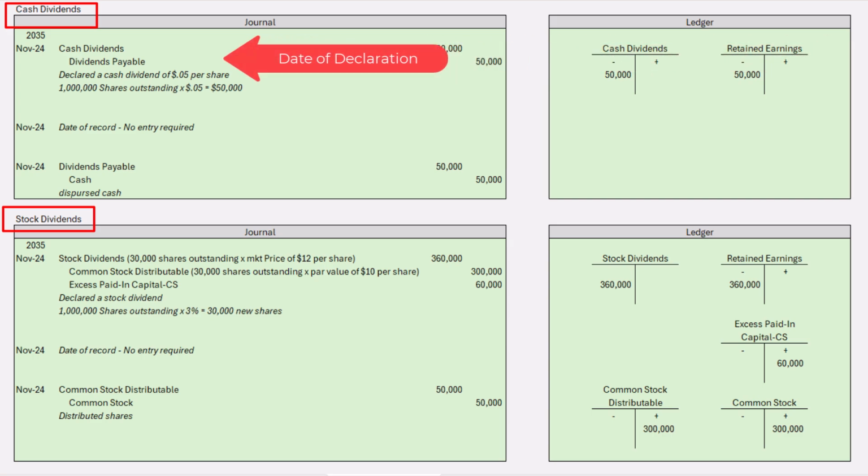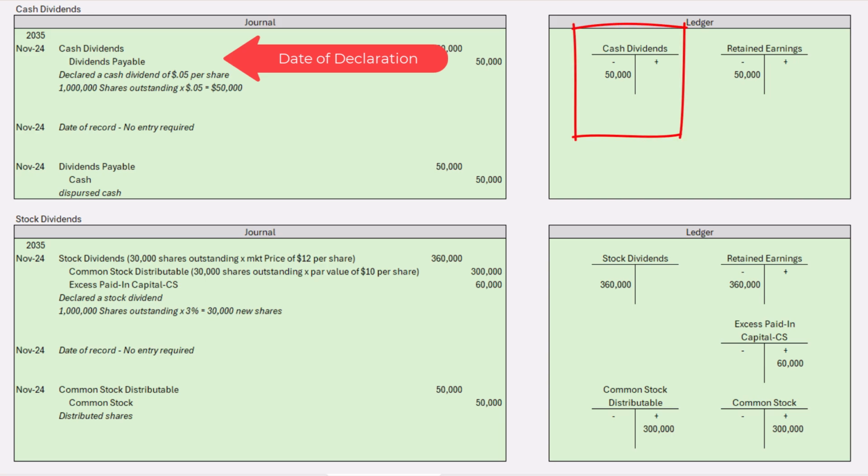The first important date is the date of declaration. This is the date when the board of directors meets and somebody makes a motion, another person seconds that motion, they discuss, they vote, and the motion passes. The motion was to declare and pay a dividend. And after that motion passes, then the accountant can make this journal entry. They can debit cash dividends and they can credit dividends payable.